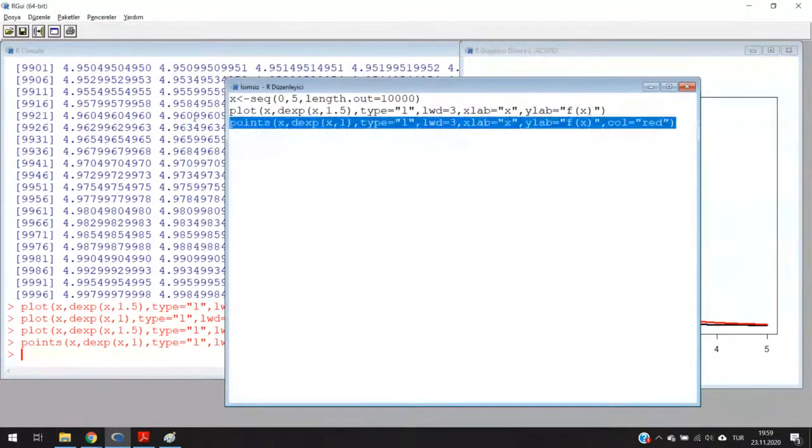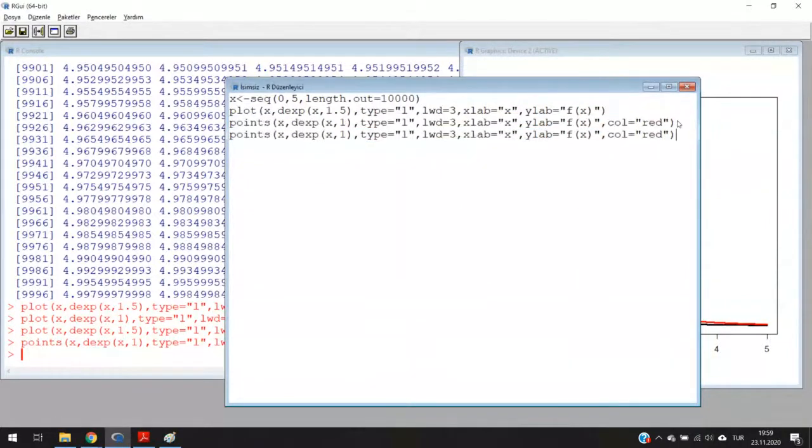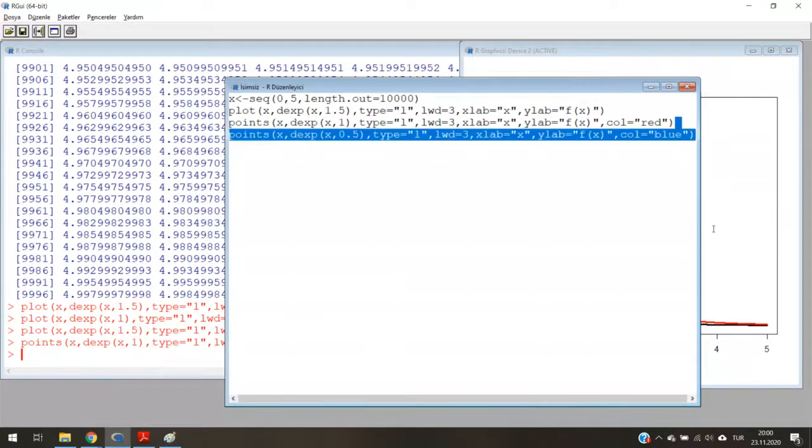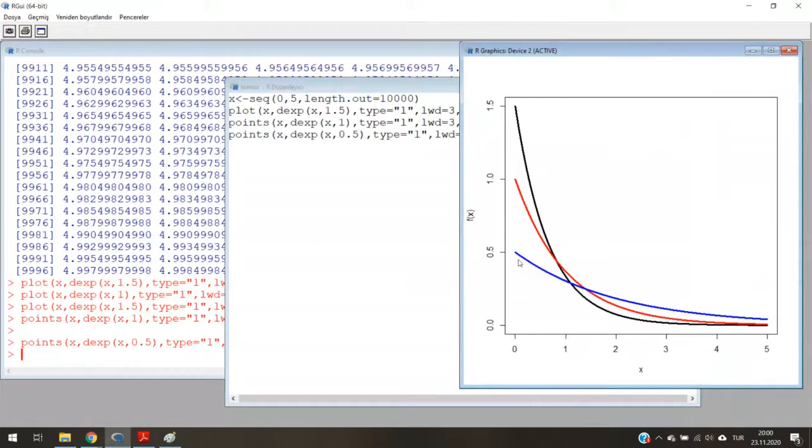Now, finally, we are just going to add another plot, this time for a probability density function of an exponential random variable with rate parameter 0.5. And this time we are going to use blue color. And with the last line compiled, you see this time the probability density function converges much more slowly than the previous ones. Okay, and the peak point is reduced. In all these three functions, the total area under these functions are always equal to 1.